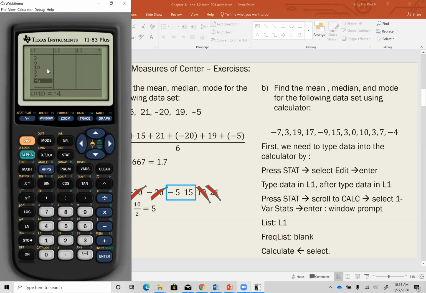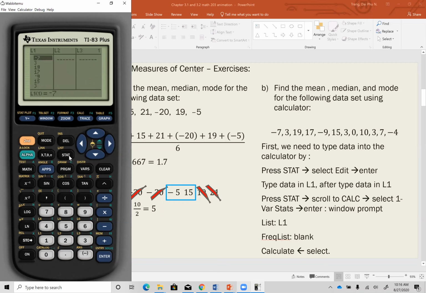And again, one thing about being calculator driven is you need to be very careful in terms of what you input, right? The calculator is just as good as the user. So if you type in the wrong data, the calculator will give you the wrong output. Make sure you type in the right data, and make sure it's in L1.